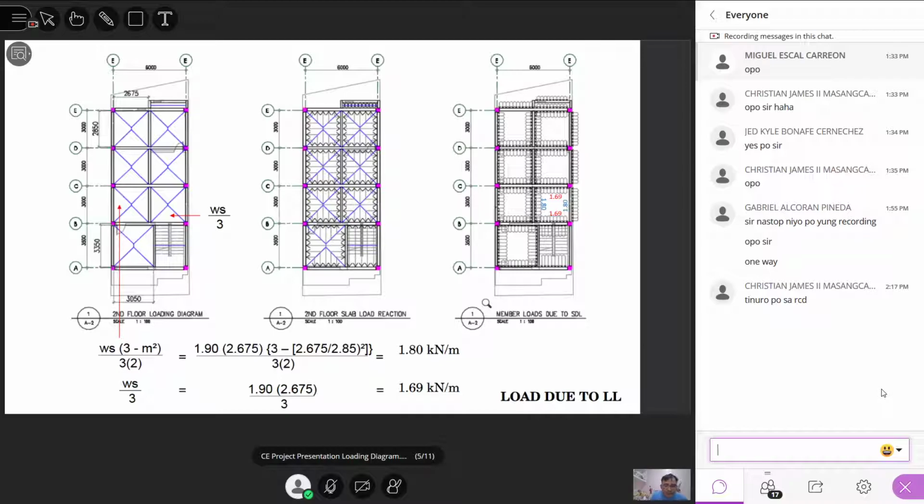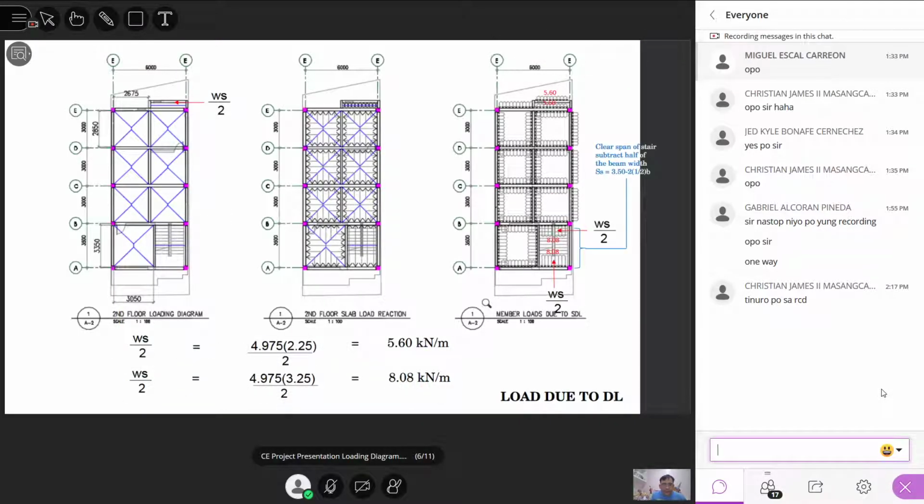Next, that is due to live load. So, ganun pa rin dito, live load naman ang i-impose natin. Yan naman ang ilalagay natin. Again, we can calculate the following. So, 1.8 and 1.69. So, meron kang 1.69 dito, you have 1.8 here. Okay, class? Next.